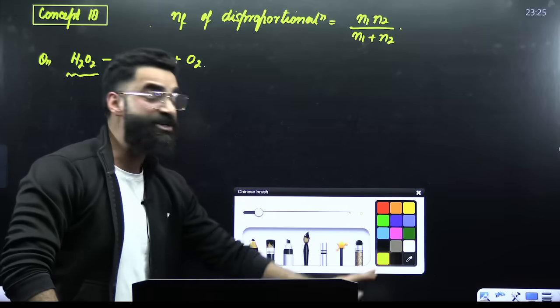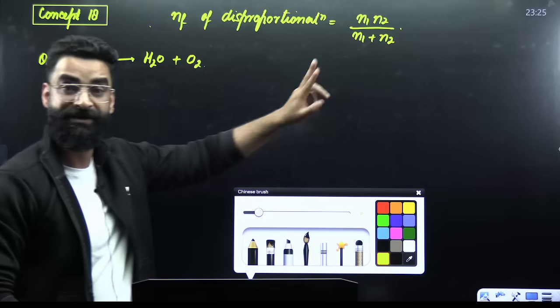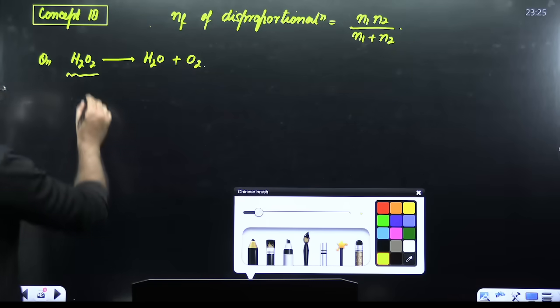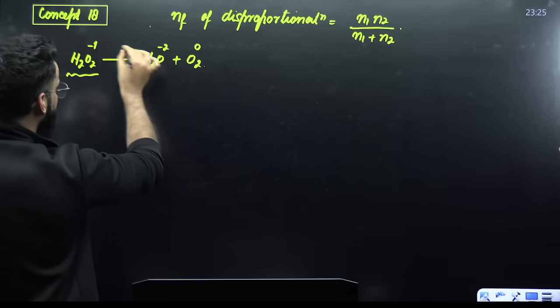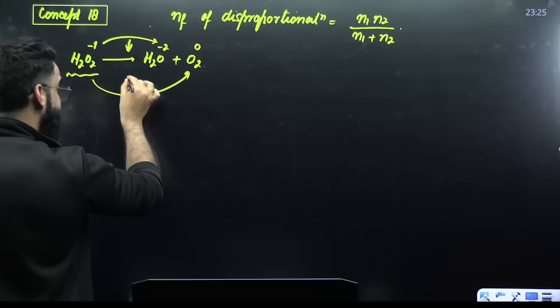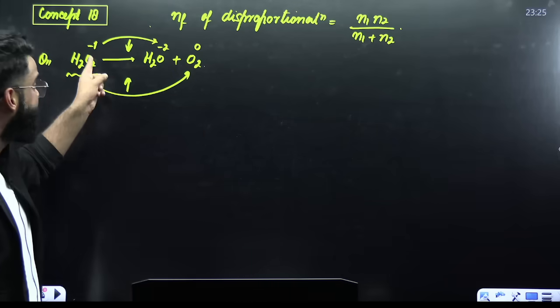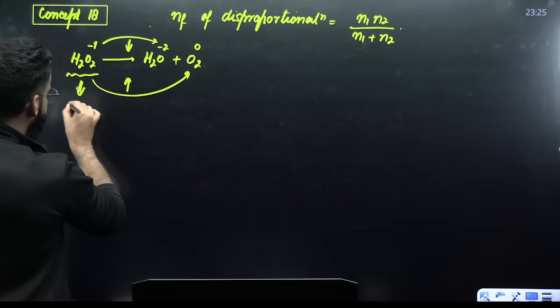Okay. Similarly, guys, concept number 18, which is asked. N factor of the species that undergoes disproportionation is equal to n1 n2 divided by n1 plus n2. Now understand. If I ask you what is the oxidation state of oxygen here, -1, here -2, here 0. -1 to -2, decrease in the oxidation state. -1 to 0, increase in the oxidation state. Whenever you see the oxidation state of the same element increasing as well as decreasing simultaneously, remember that species undergoes disproportionation.